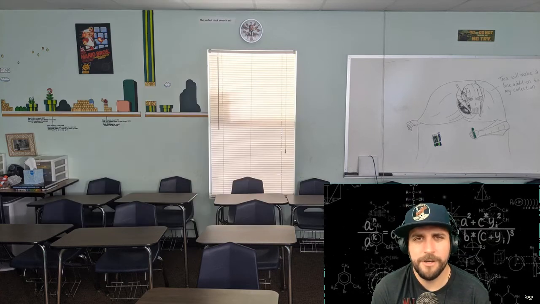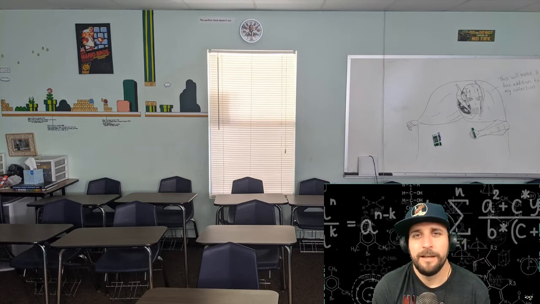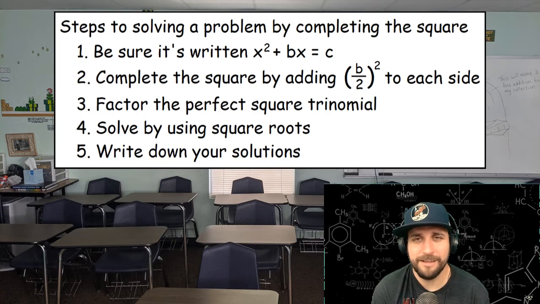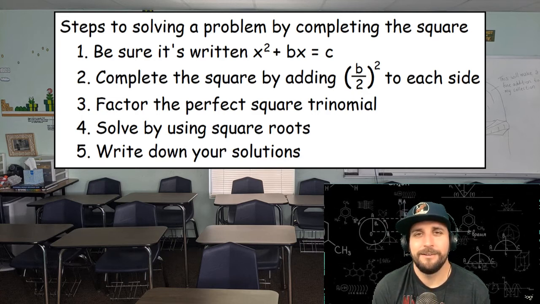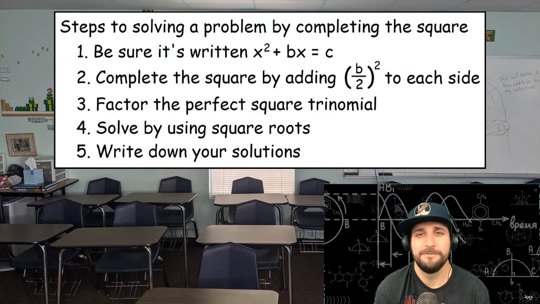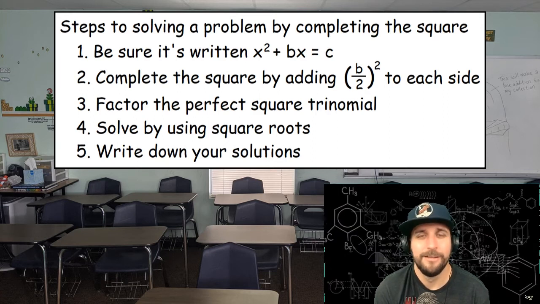So that wraps up our notes on completing the square. Be sure it's written in the right form for this method. X squared plus bx equals c. Make perfect square trinomials, factor, solve, and that's all.